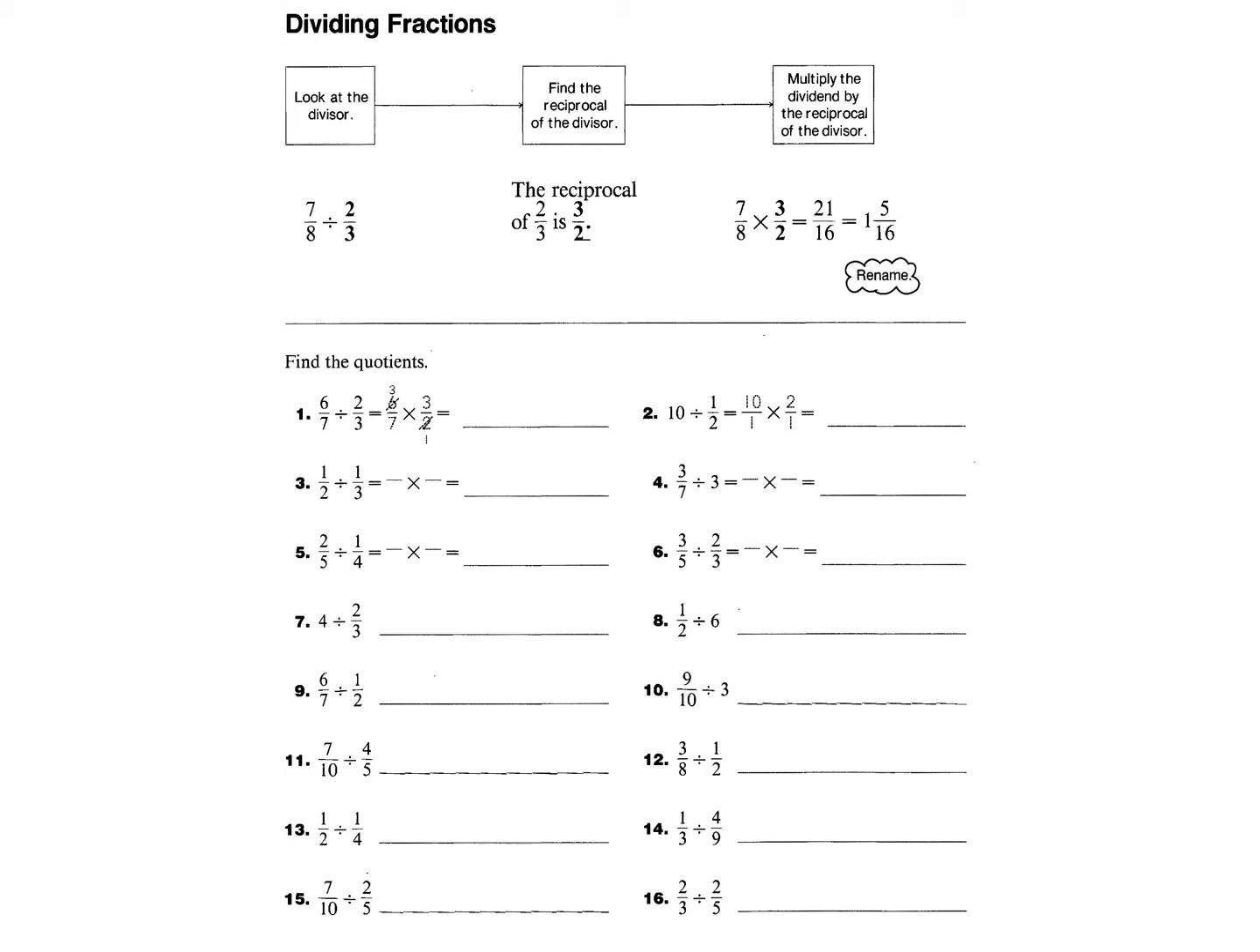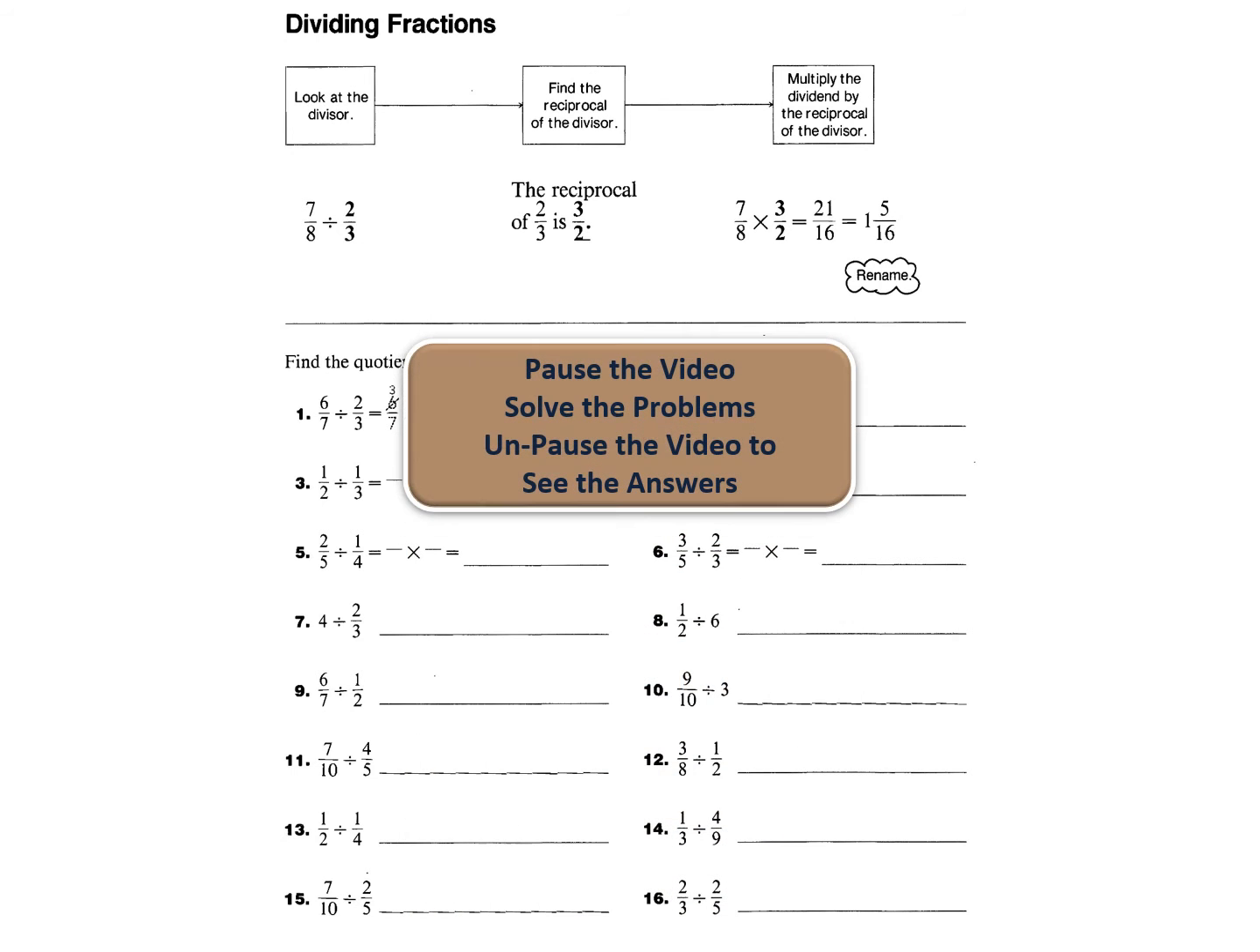7/8 times 3/2 equals 21/16. That reduces to 1 5/16. Find the quotients. Pause the video, solve the problems, unpause the video to see the answers.